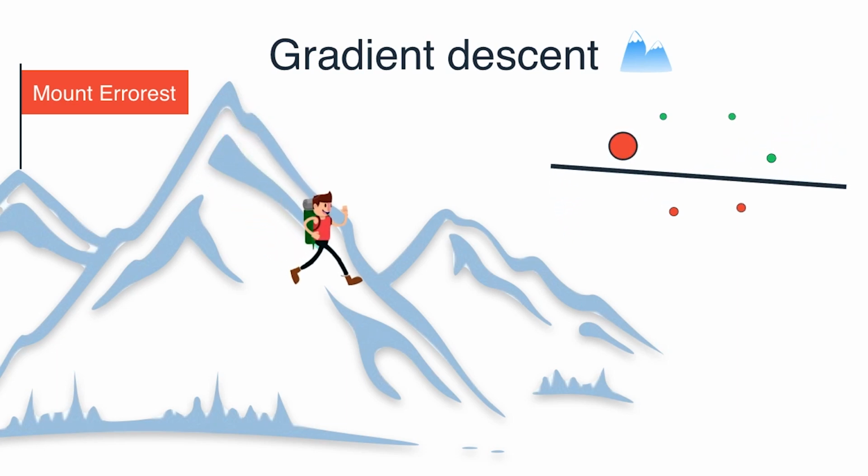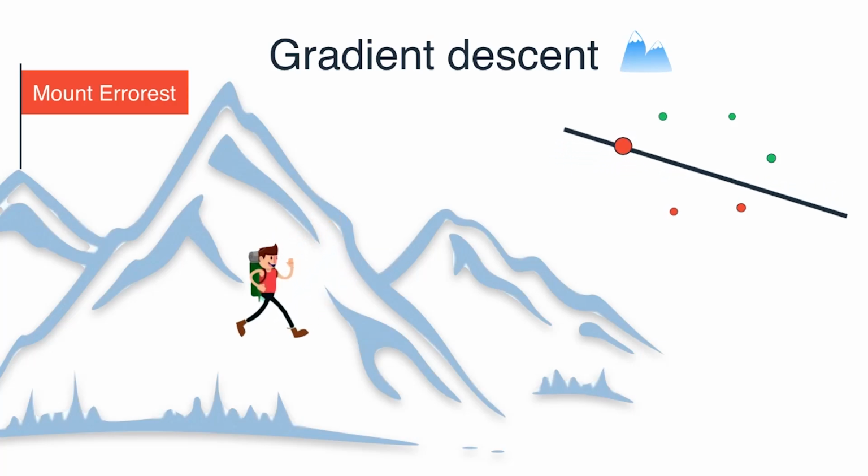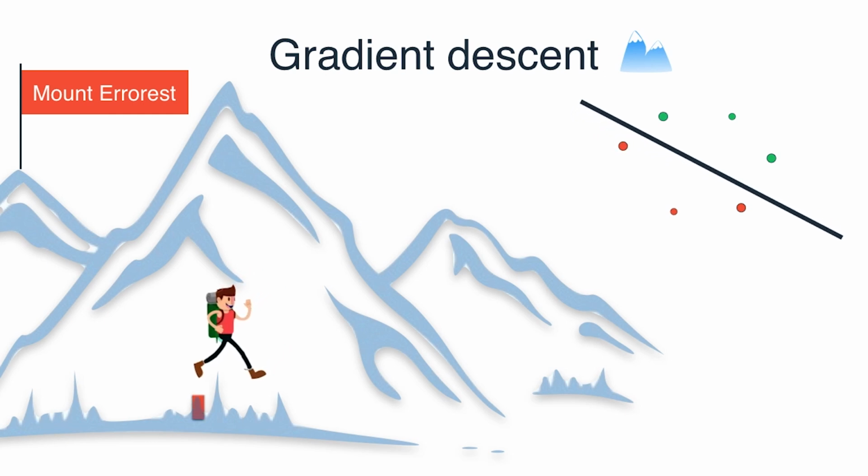So now we're misclassifying only one of the points. We can see how that decreases our error function, bringing us down the mountain. And we do it again. We take a step in the direction that reduces the error the most. Now we're at the bottom of the mountain since we've reduced the error to its minimum possible value.